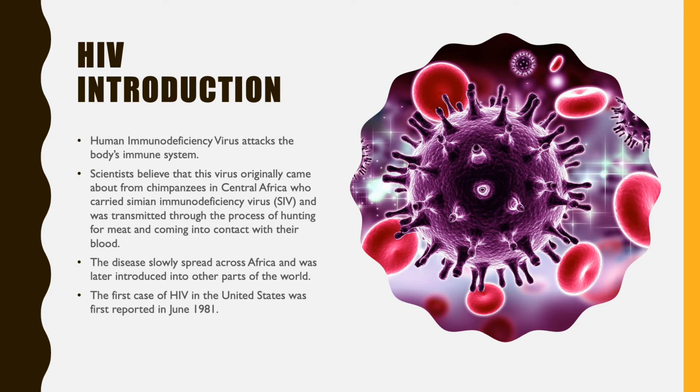The first case of HIV in the United States was reported in June of 1981. The first cases were seen in gay young men and were then noted in injection drug users. HIV received a lot of negative media and at first was called the gay disease by many reporters, which then put a big strain on the gay community.